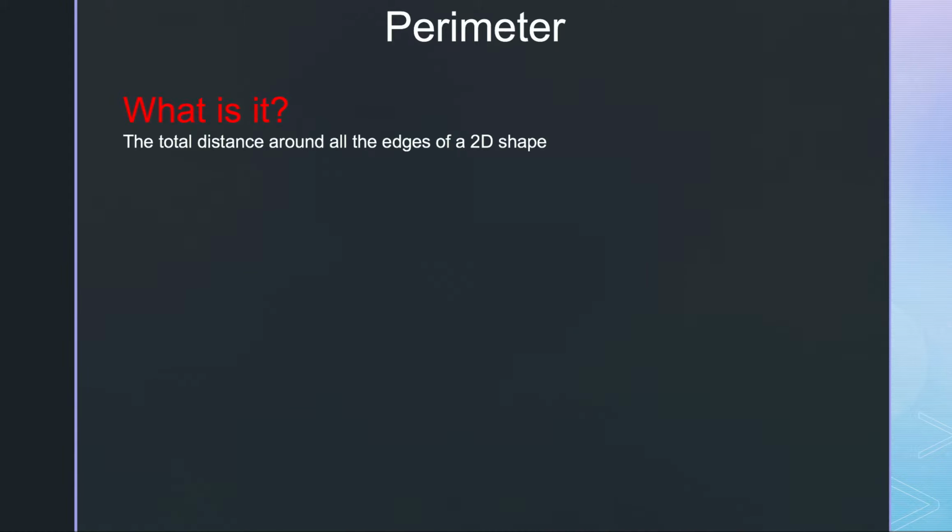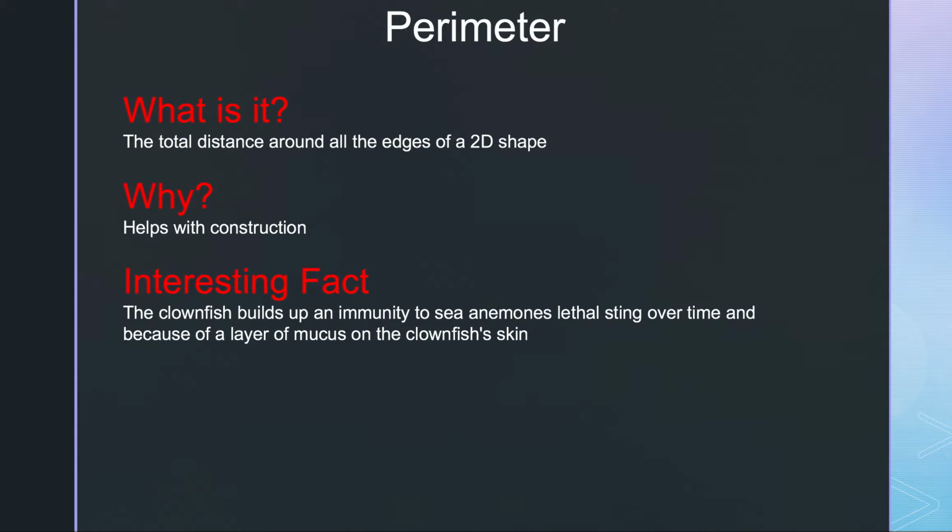Why it helps with construction. Interesting fact: the clownfish builds up immunity to a sea anemone's lethal sting over time, because of a layer of mucus on the clownfish's skin.